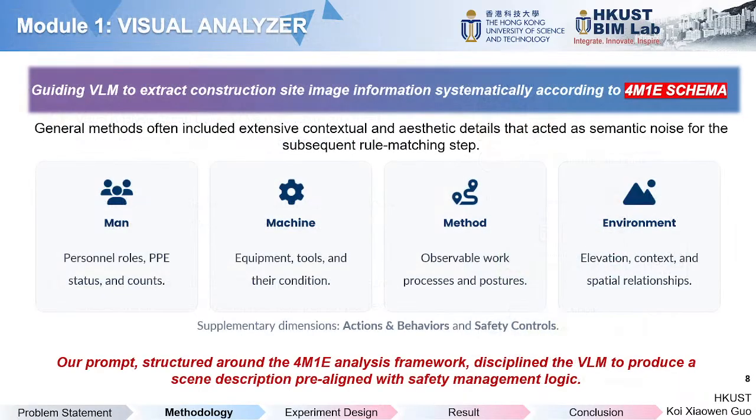And here is how we design the VLM to do information extraction from the site image. We use the 4M1E schema for the extraction. We let the VLM focus on man, machine, method, and environment, instead of letting it describe unbounded details of the construction site image, which would cause information overload.